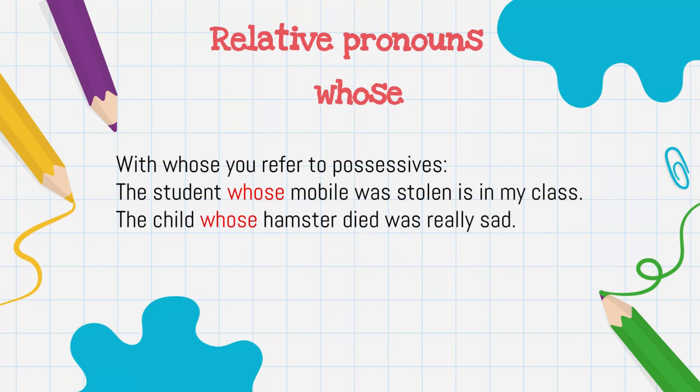Then the child whose hamster died was really sad. Not the hamster, but the child. So the hamster belongs to the child. And the hamster died, so the child was really sad.